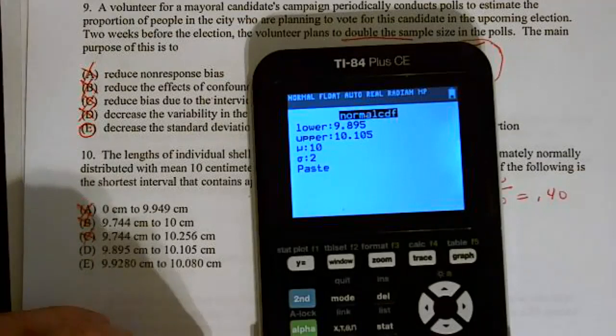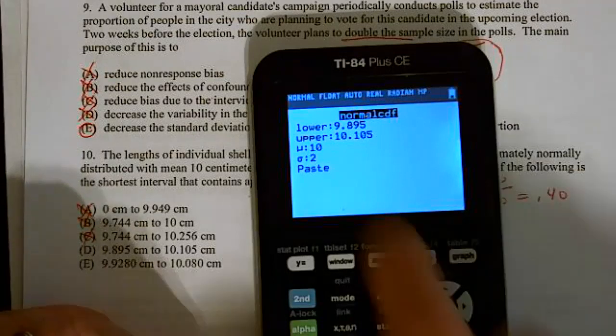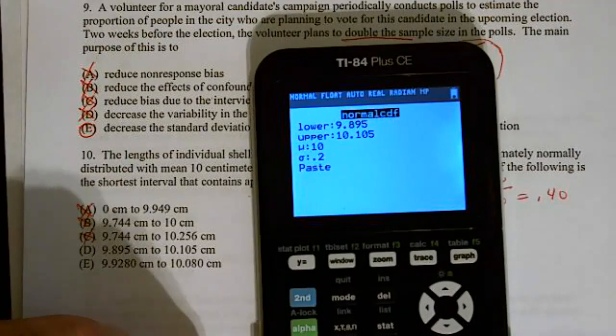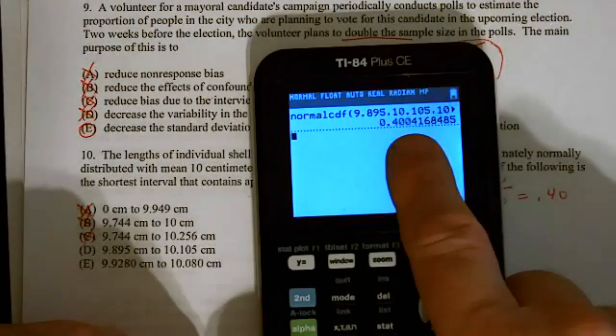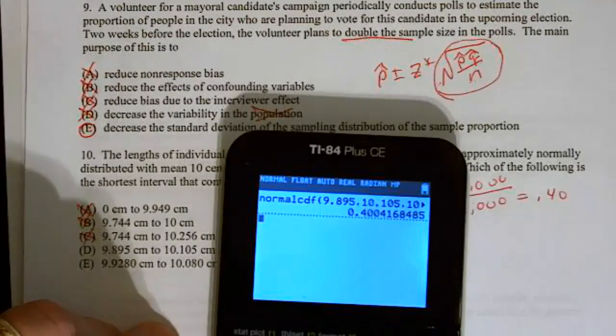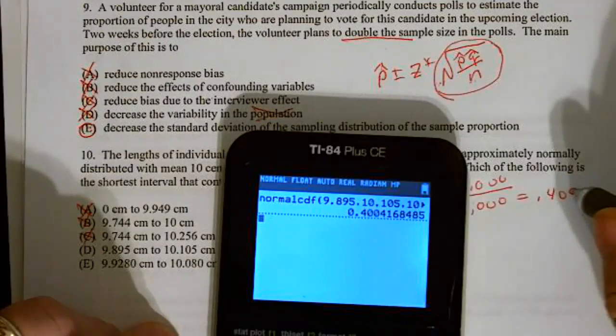All right, so found my error. I have standard deviation of 2, and it should be 0.2. And there we have about 40%. All right, so the one that gives us 40% or close to it is D.